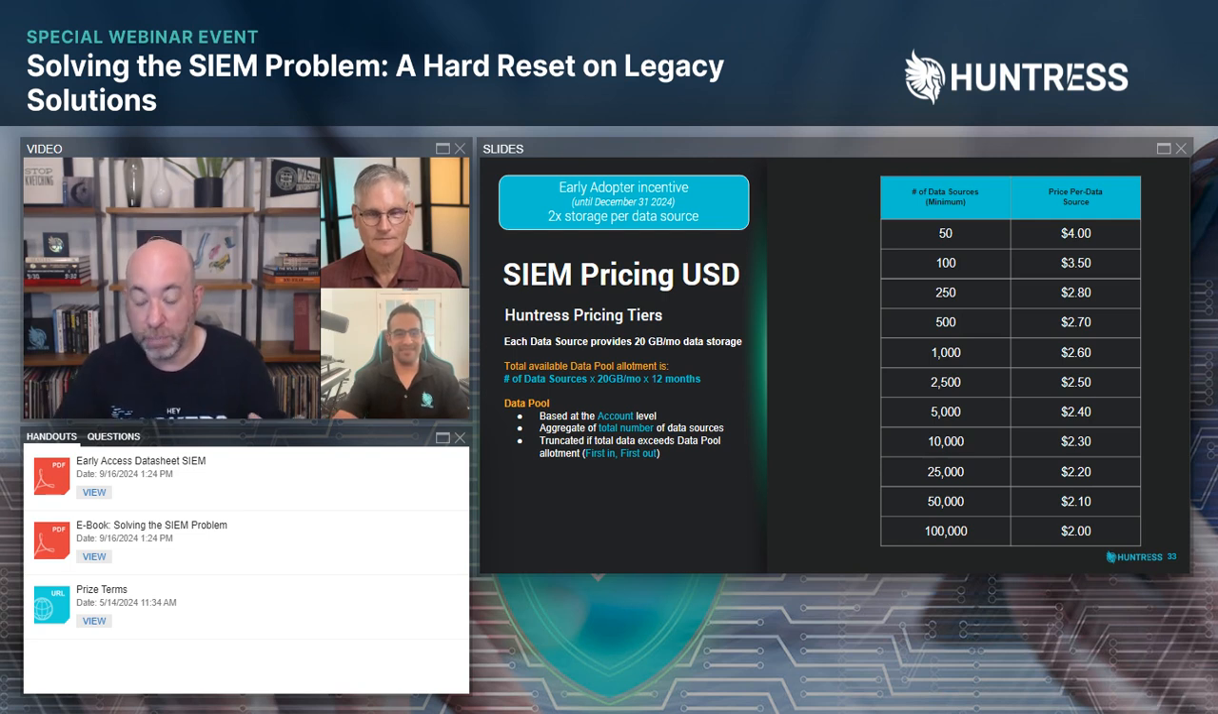And it's a data pool, right? So if you have 50 data sources, 49 of them don't generate a ton of data, but one either keeps spiking or just is well above that 20 gigs, not a problem because it's all pooled together, right? If you're an MSP, it's for all of your tenants combined. So if you have one noisy customer and 50 quiet customers, not a problem. It's all in the same pool.